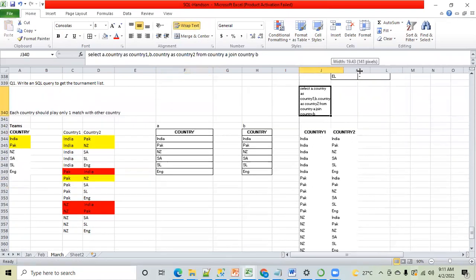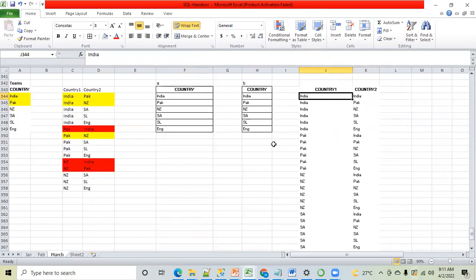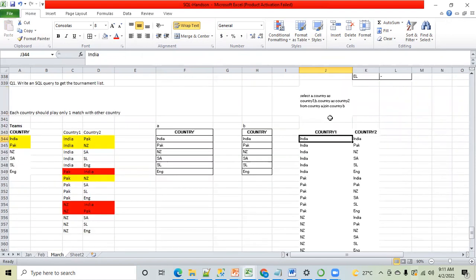From this query, this is the output. Okay. Now let's try to understand this. What is happening here? This is a cross join. We have not mentioned any condition. Quickly, I will tell you again how the cross join works. So this is the teams A table. This is your teams B table.